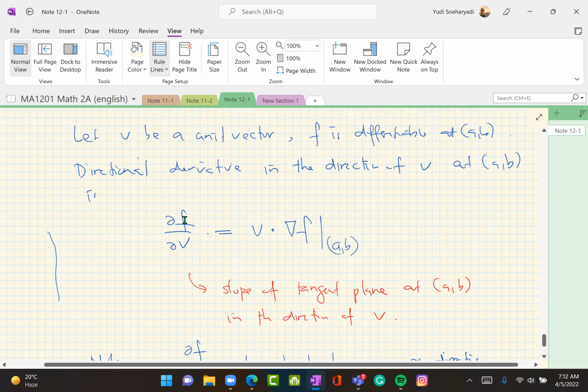It is df dv. So v is the directional vector. As a directional vector, it must be of length one, so a normal vector. It's defined by v, the direction, dot gradient of f, okay? And plug in the number at v. So this is like a slope of a tangent line at this point in the direction of v. All right, so let's start from here.